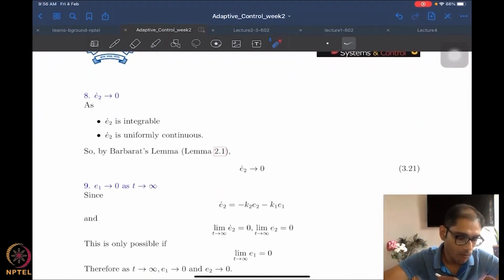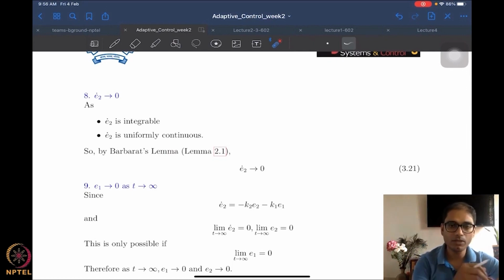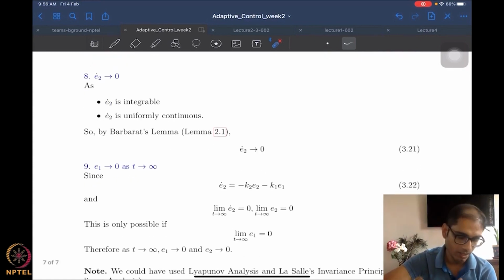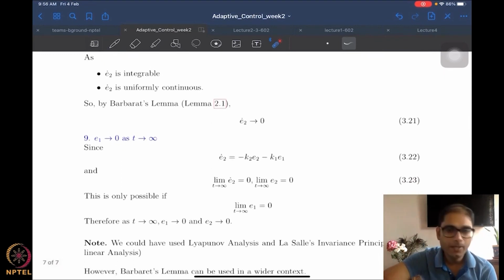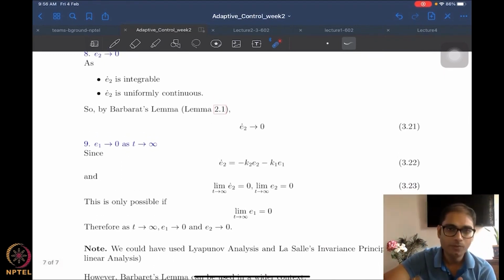Right. So with Barbalat's lemma, we have proven that the derivative of E2 also goes to 0. So we've actually taken a nice formal procedure to prove that. After we've proven that E2 goes to 0, we've made a nice formal process to prove that E2 dot also goes to 0. We didn't just conclude it, just like that. All right. Once I have E2 dot going to 0, the rest of the proof is not difficult at all. Why is that?